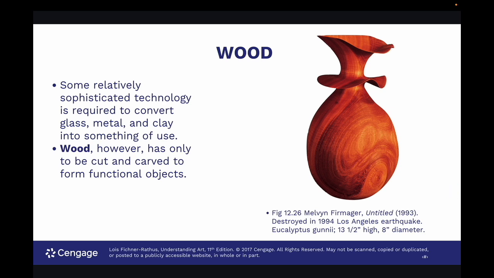And moving into talking about wood. Some relatively sophisticated technology is required to convert glass, metal, and clay into something of use. Wood, however, only has to get cut and carved to form functional objects. So in this example, we've got a vase form that has been carved from wood.